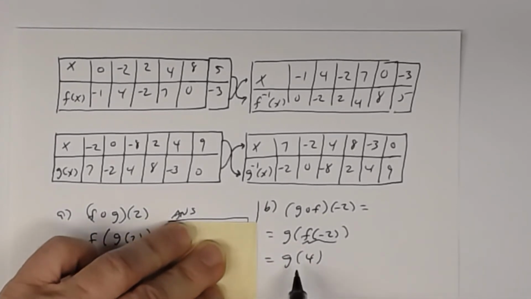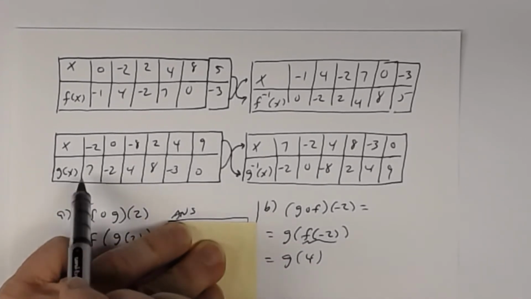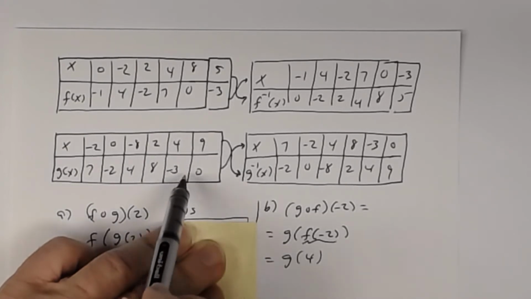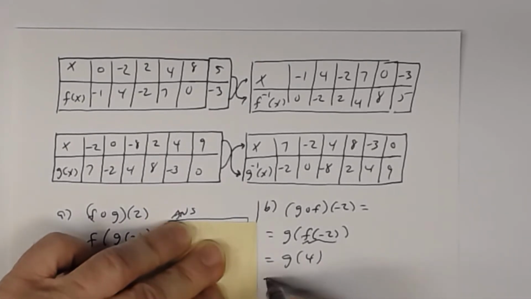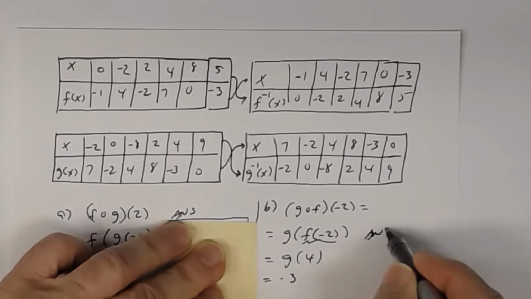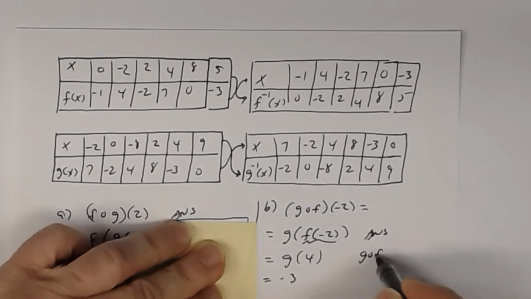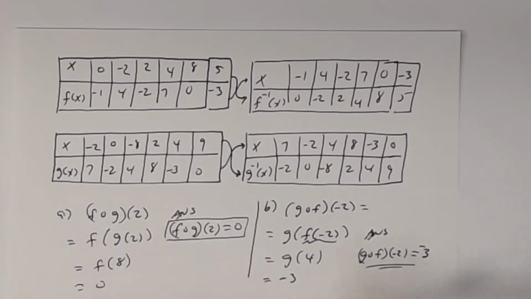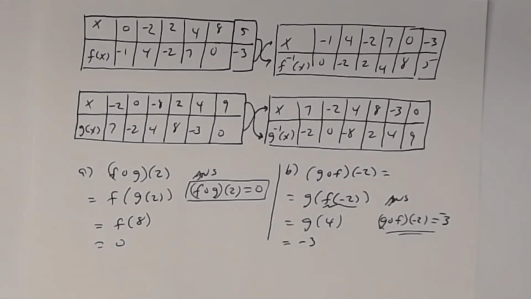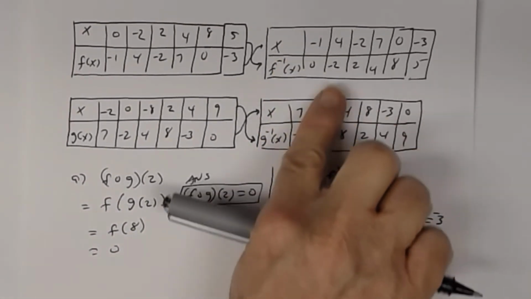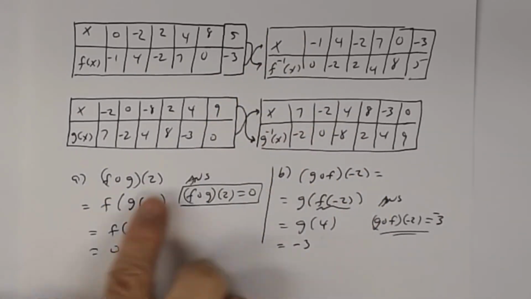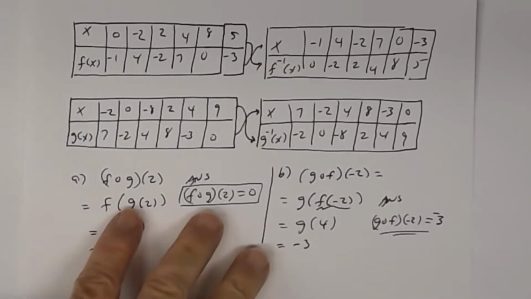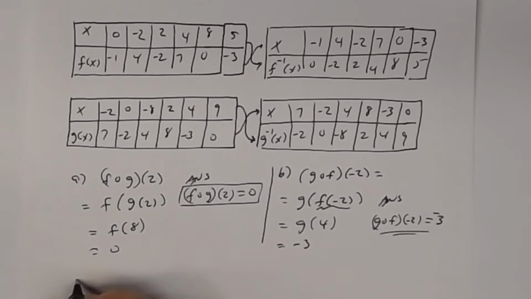So now I'll go to my function g, which is this, and so g of 4 is negative 3. So that becomes negative 3. So therefore your answer, you're going to say g composed with f at negative 2 equals negative 3. Okay, that's negative 3 right here. All right, so that's B. So not difficult, right? It's fairly simple to deal with. As long as you rewrite your tables, of course you didn't need your inverses yet, but that's how you do A and B. All right, now we're going to be dealing with inverses.